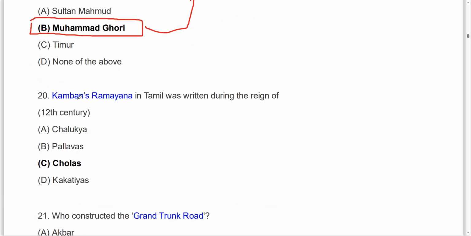Moving on to the next, Kambana's Ramayana, that is Kamba Ramayana. Kambana's Ramayana in Tamil was written during the reign of the Cholas. It was written in which language? In the Tamil language, during the rule of the Cholas.